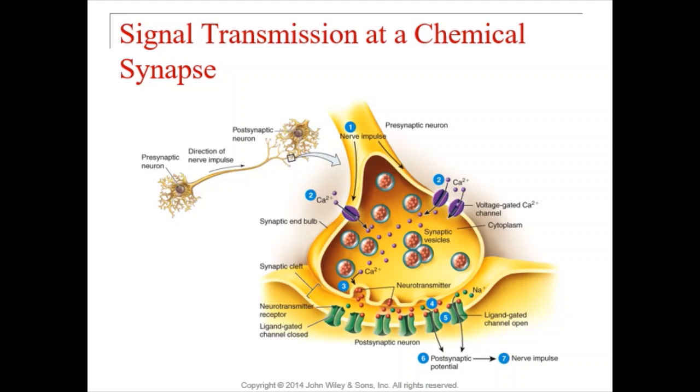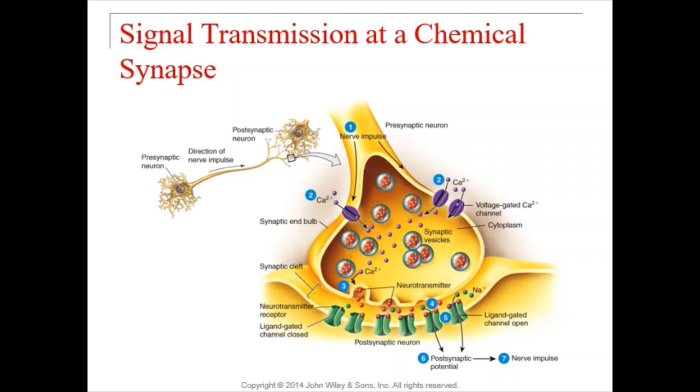Another way is called reuptake. Well, for your cells to communicate, the neurotransmitter has to be released from the axon terminal. But sometimes when your neuron releases the neurotransmitter, it could suck it back up. It's like it sends the signal and it says, nah, and it sucks the signal back. We call that reuptake.